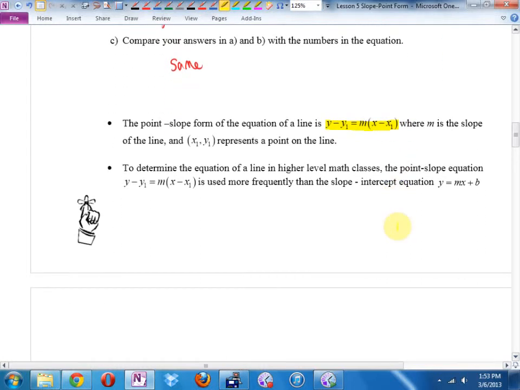To determine the equation of a line in higher level math classes, especially calculus, the point slope, in math 10 they call it slope point, I always learned it as point slope. The slope point equation is used more frequently than slope intercept form. Slope intercept form is nice in lower level math. Upper level math, your y-intercept is almost never a decimal. So you just want to find any point and any slope.